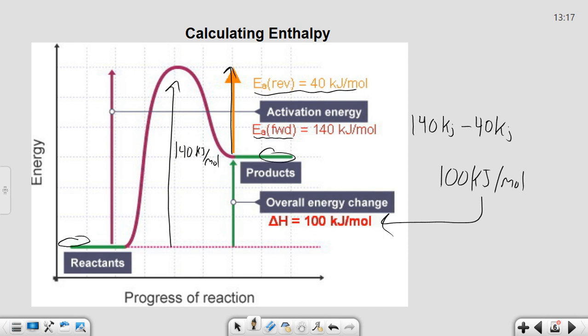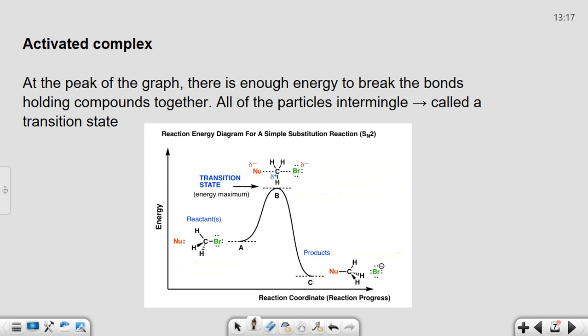In this case, I had to use the activation energy of the forward reaction and the activation energy of the reverse reaction to figure it out. But it's the same kind of idea. How much energy is soaked up or absorbed? You can subtract those things and figure out your overall change. And because this is positive, it's an endothermic reaction.